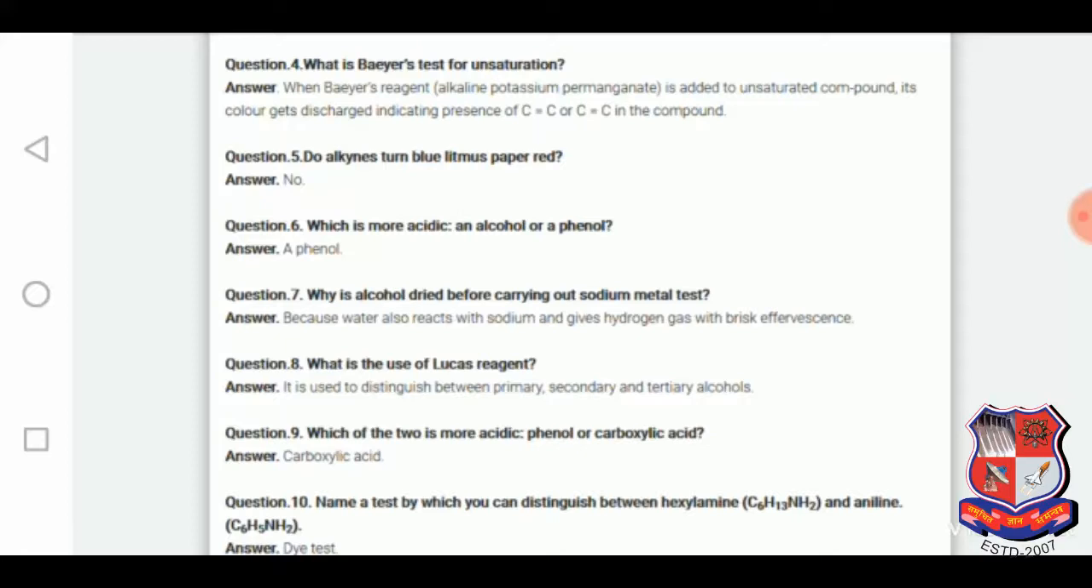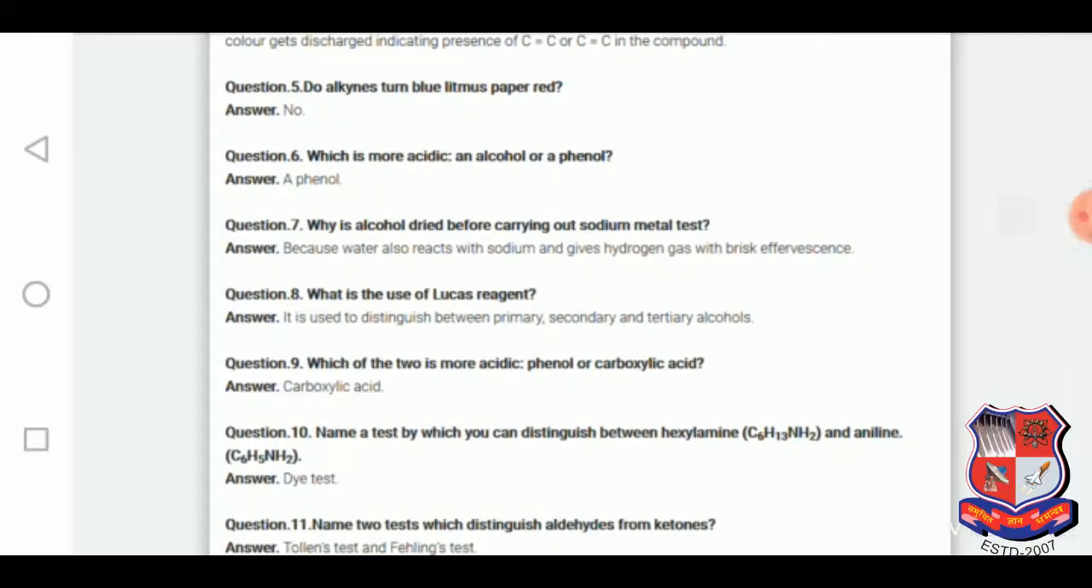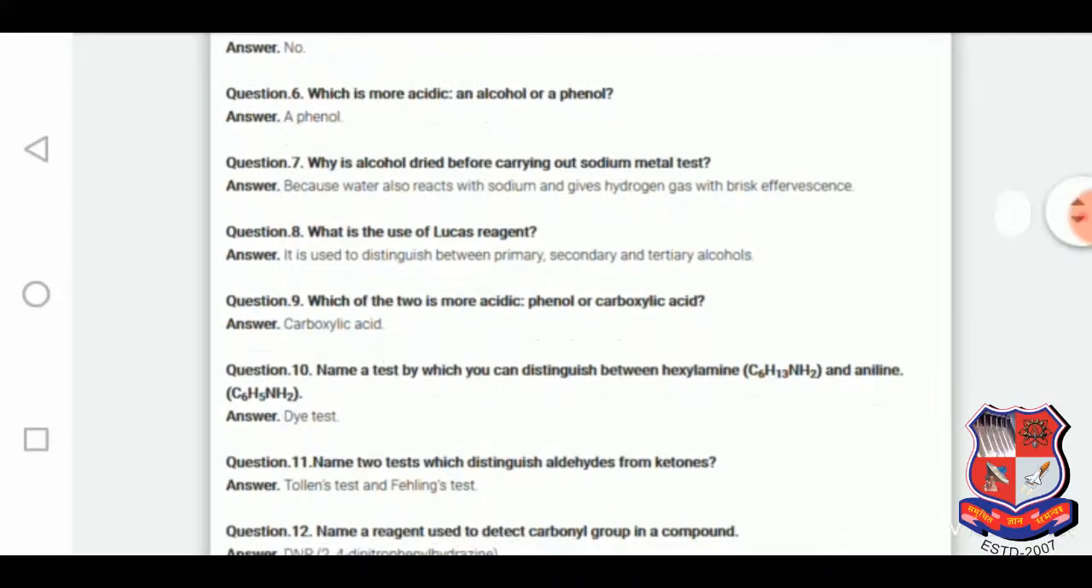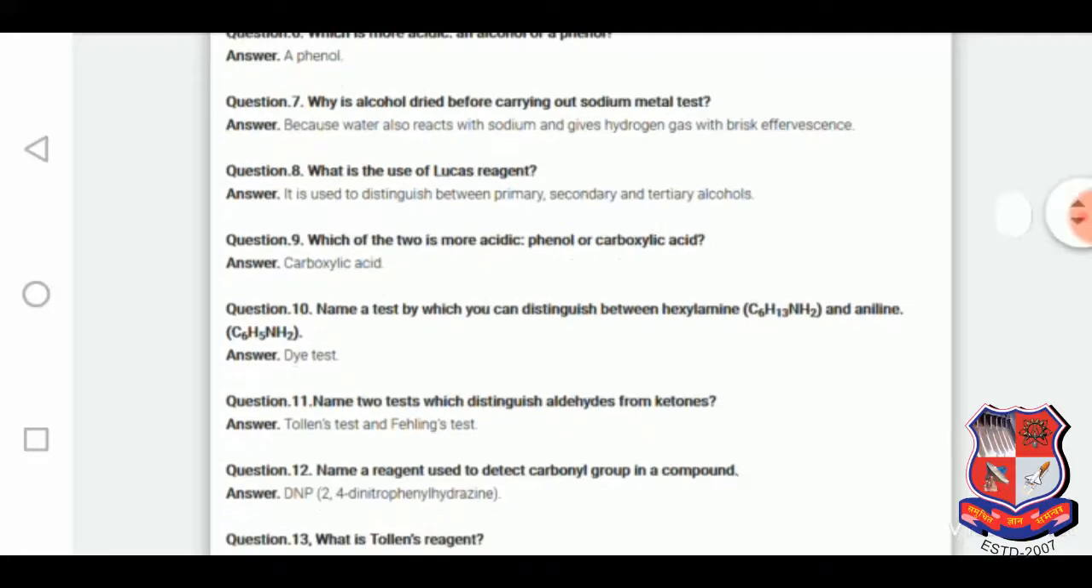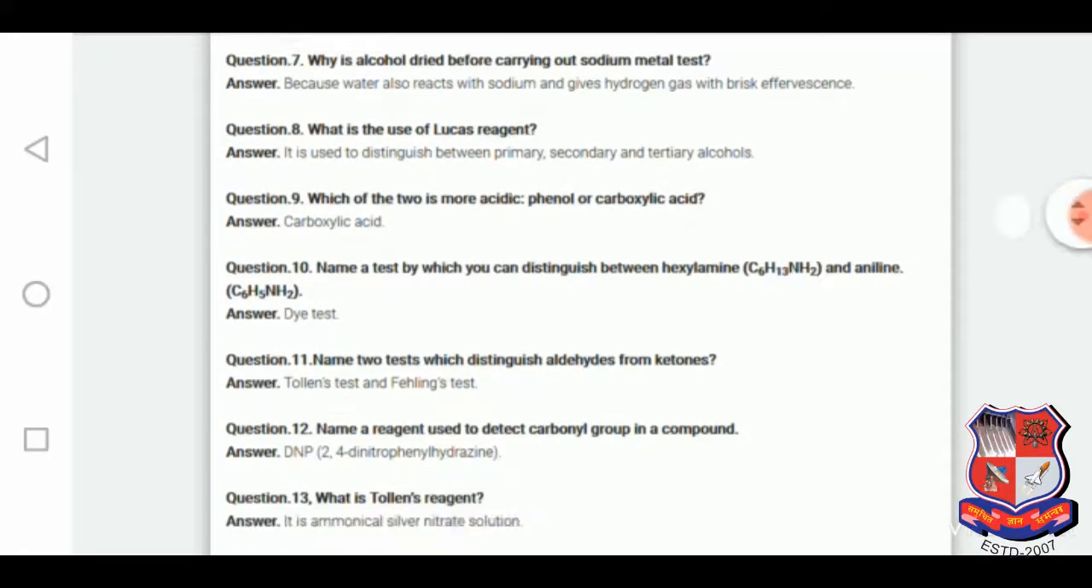Question number 6. Which is more acidic, an alcohol or phenol? A phenol will be more acidic. Why is alcohol dried before carrying out the sodium metal test? Because the water also reacts with the sodium metal and gives hydrogen gas with brisk effervescence. What is the use of Lucas reagent? It is used to distinguish between primary, secondary and tertiary alcohols.